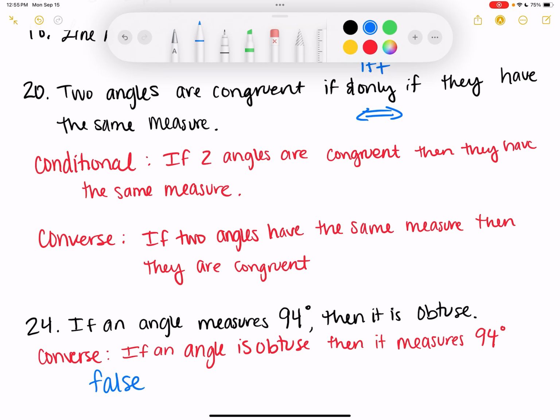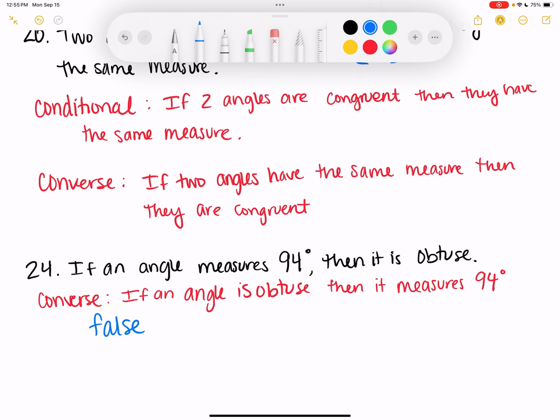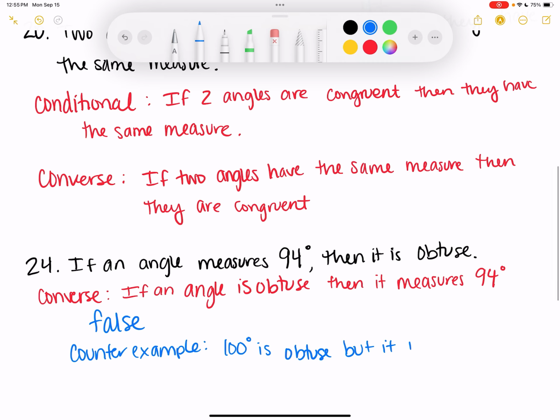It is true in one situation, but obtuse angles have what values? 91 and 179 degrees. So I could say as a counterexample, 100 degrees is obtuse, but it is not 94 degrees, because 100 degrees can't be 94 degrees.